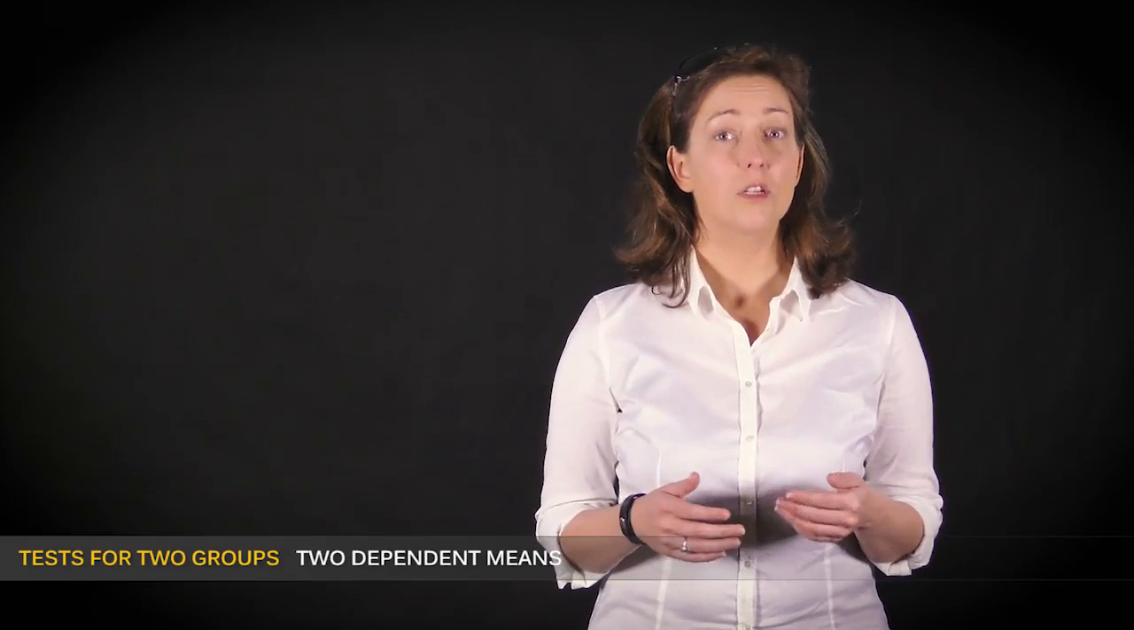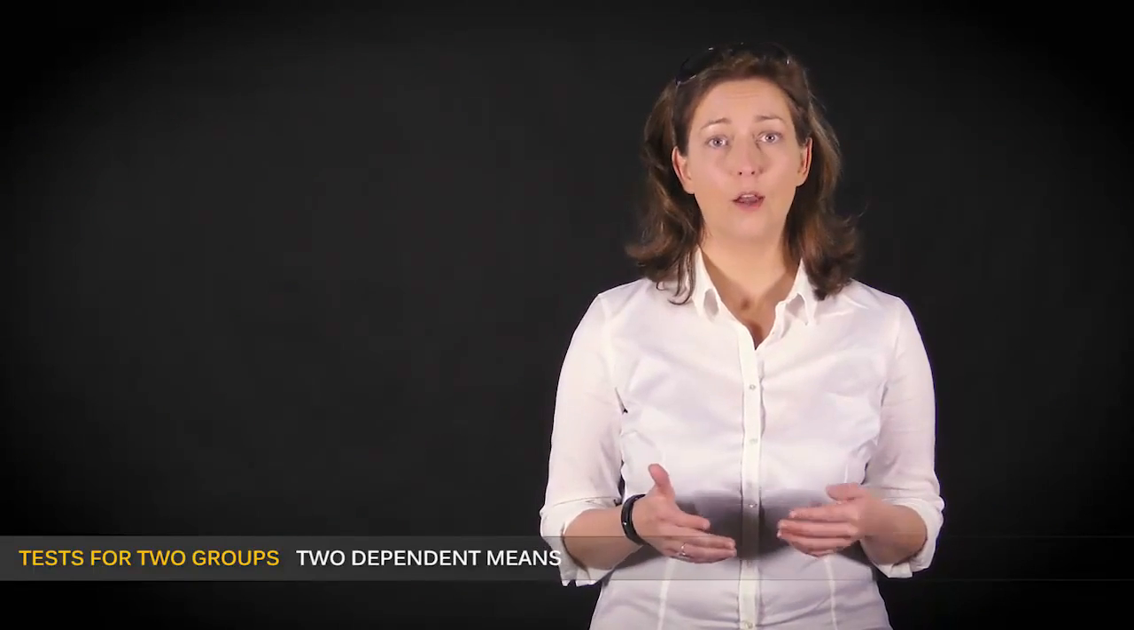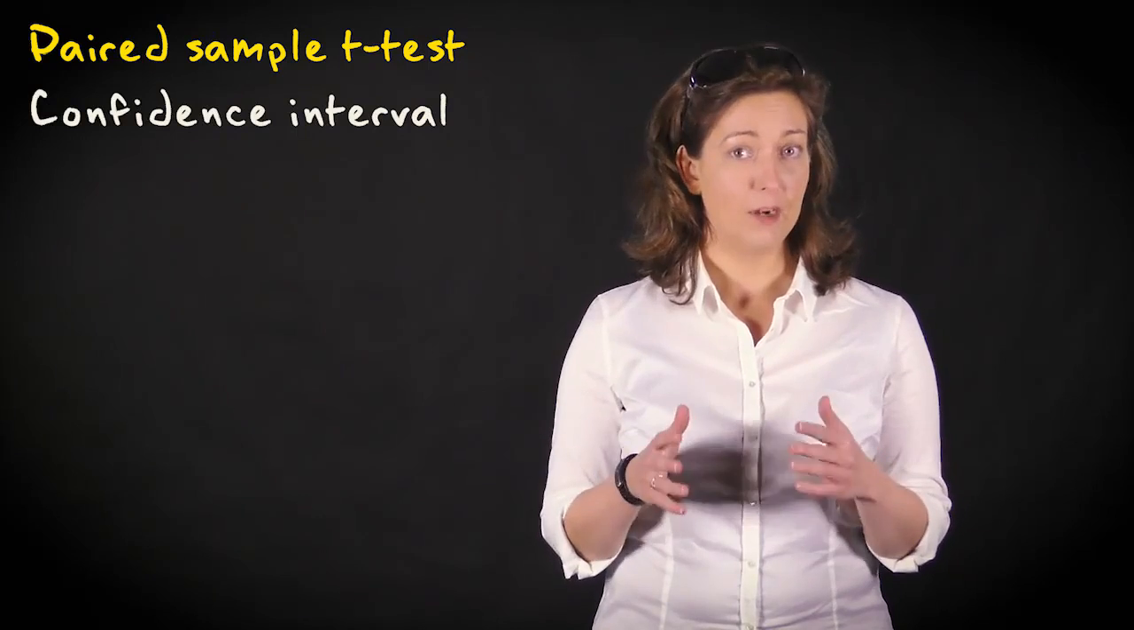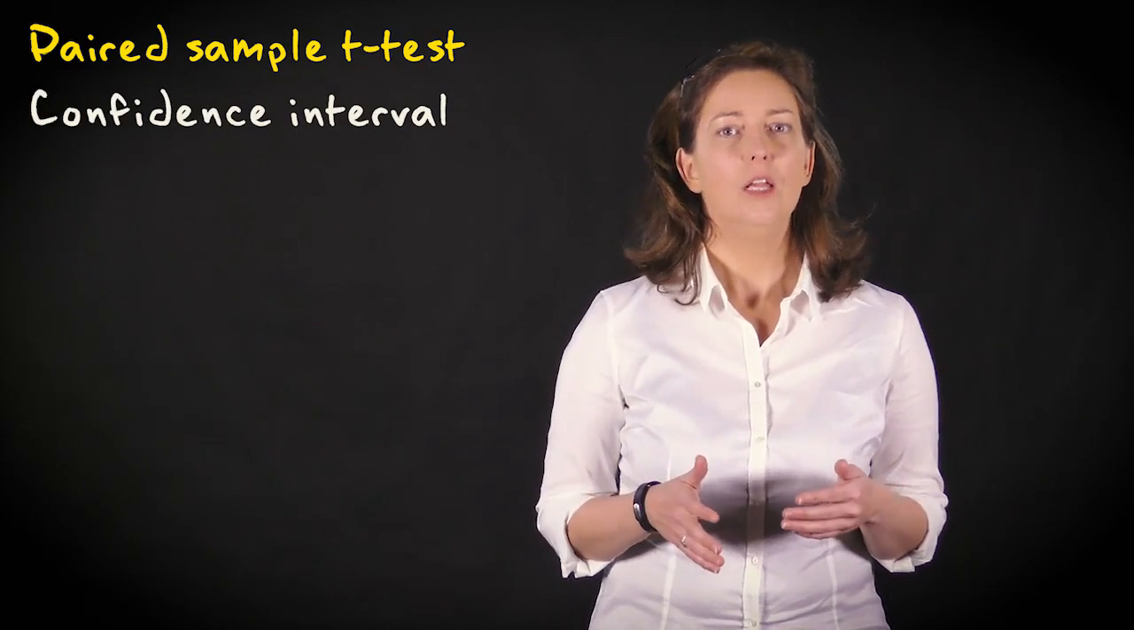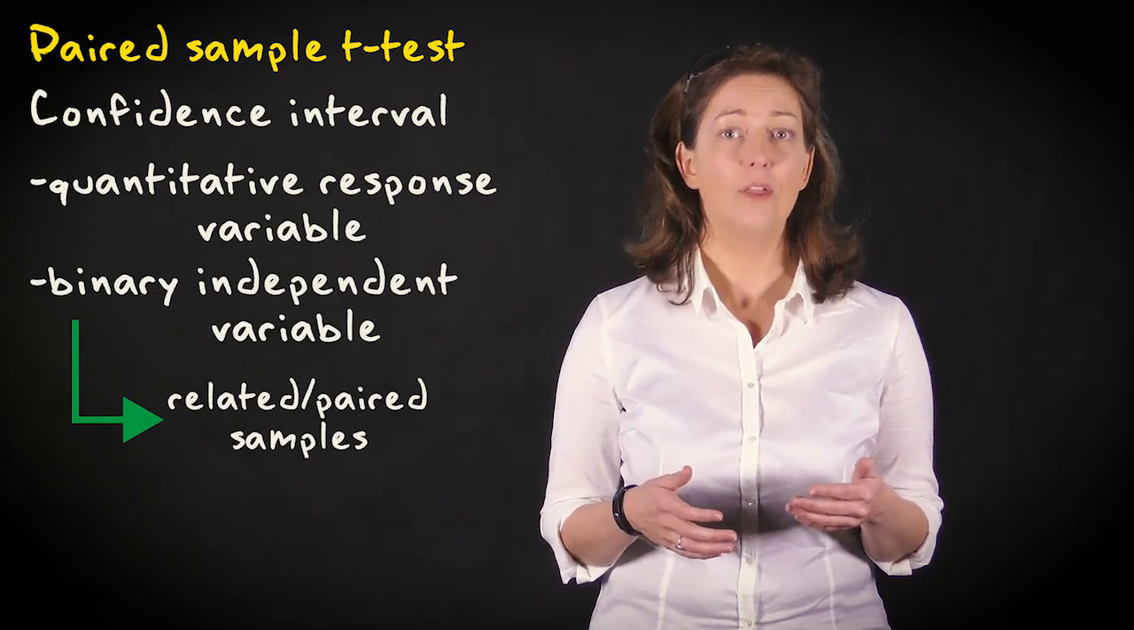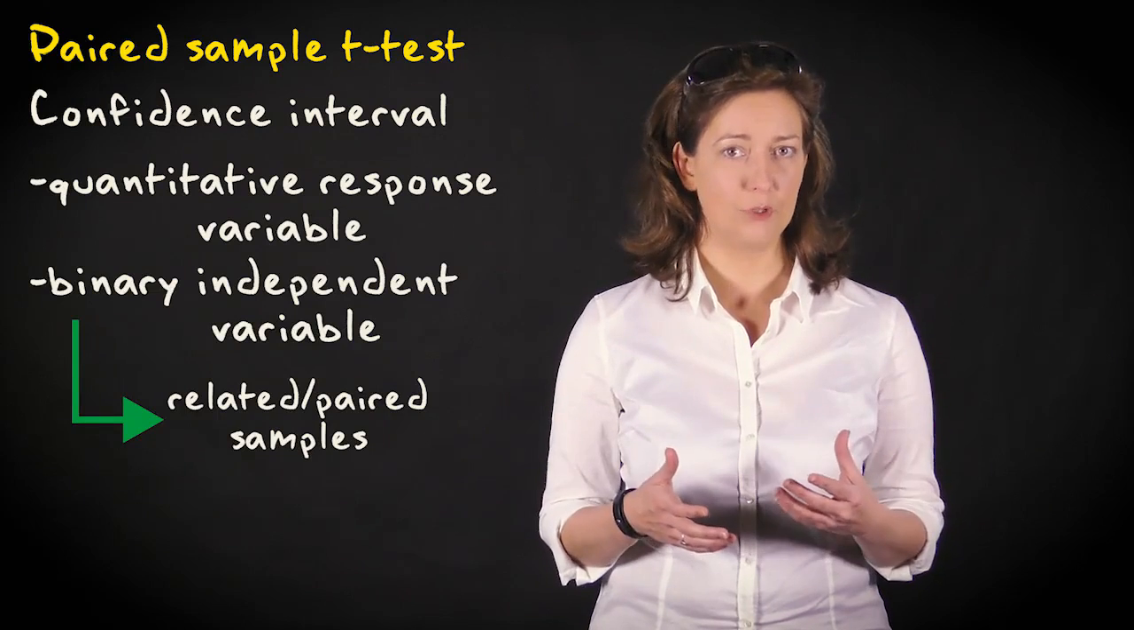In this video, we'll discuss how to compare two dependent groups on a quantitative variable using a paired samples t-test. We'll also see how to calculate the corresponding confidence interval. We use a paired samples t-test or confidence interval if we have a quantitative response variable and a binary independent variable that distinguishes two paired samples.